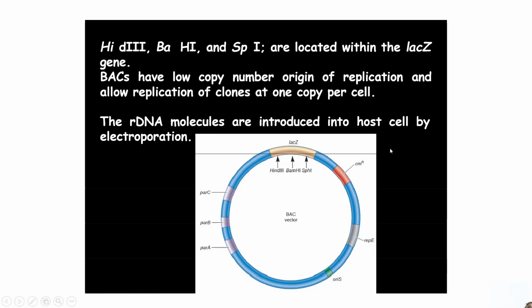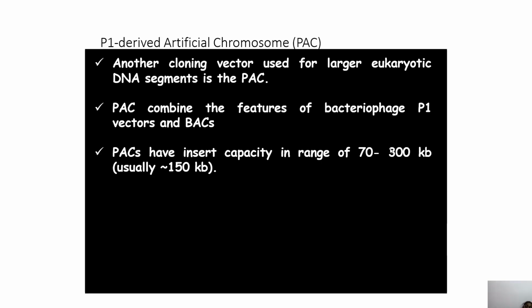So BACs have a low copy number origin of replication and allow replication of clones at one copy per cell. The DNA molecules are introduced into the host cell by electroporation.